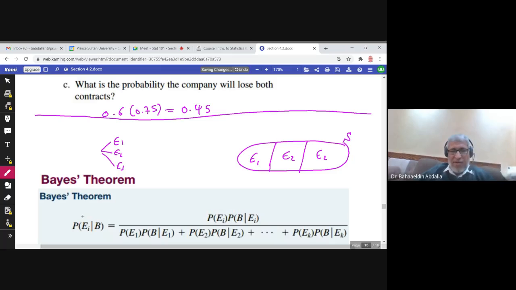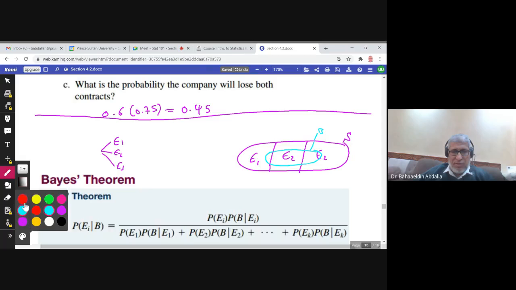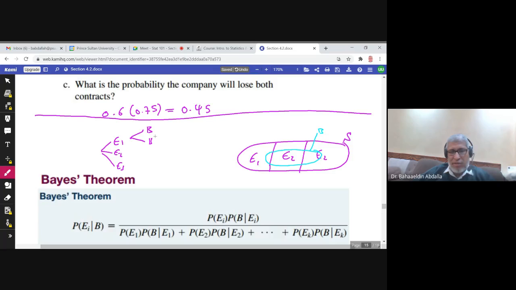And now we have an event B. This event B usually works here everywhere. Part of it has a part from each of these events. So we have event B or B complement, not B. So this is the tree diagram for the Bayes theorem.